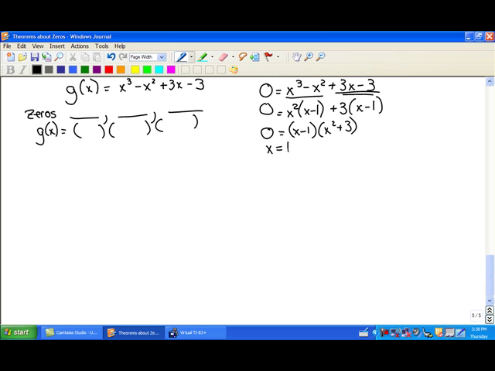Setting each piece equal to 0, x minus 1 equals 0, and x squared plus 3 equals 0, we're going to solve both pieces. The first piece is going to be x equals a positive 1, which means our factor was x minus 1. Let me erase that.